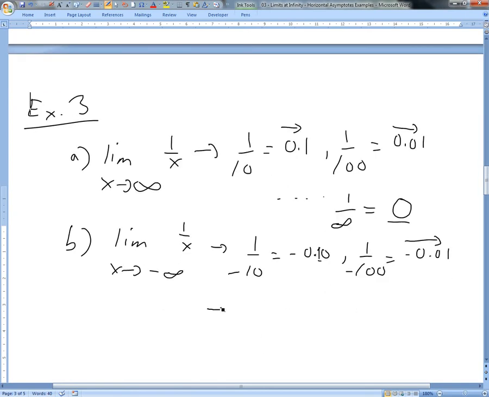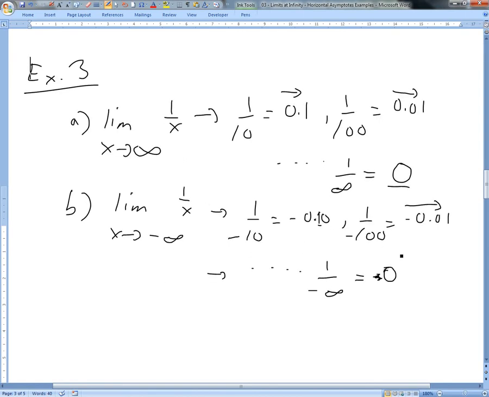So once again, if we keep approaching negative infinity, we again approach 0 right here, or negative 0, it doesn't matter. You can't have a negative 0, so just 0. So it's approaching 0. It doesn't matter whether for part A and B you're approaching infinity or negative infinity, you're still approaching 0 right here, but now you're just approaching from a different side.